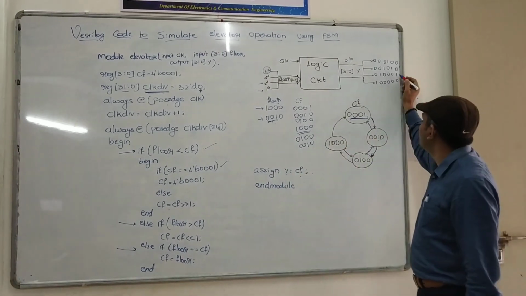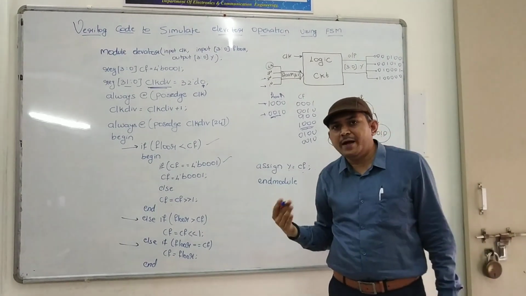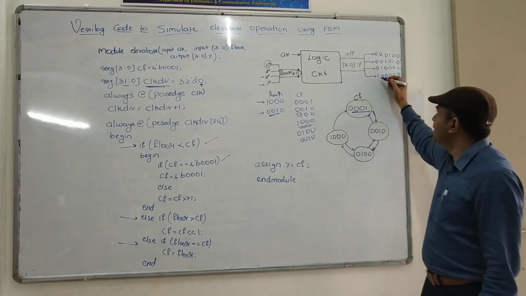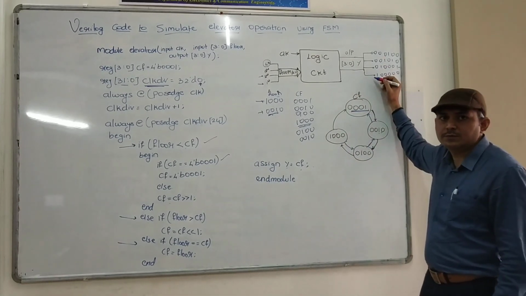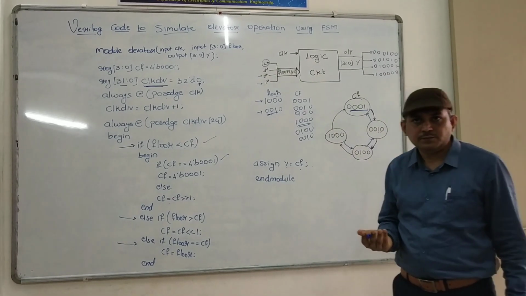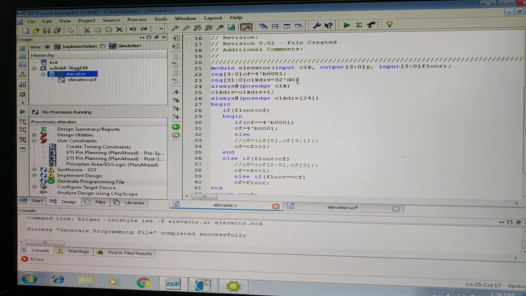So now we are at the second floor. Like this, the floor movement will be happening, and the floor movement will be indicated by 4 LEDs which we have connected to the output. This is how the elevator works. Follow? Okay, let's see the demonstration of the elevator program.